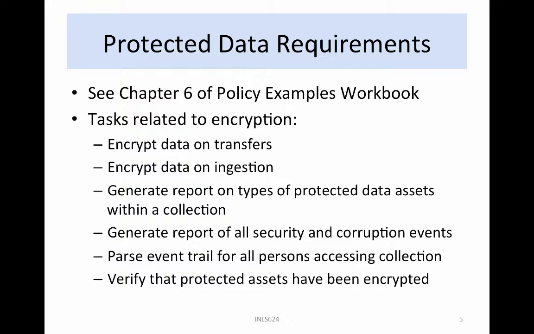Chapter 6 of the Policy Examples Workbook defines tasks related to encryption that are required for protected data. The tasks include encrypt data on transfers, encrypt data on ingestion, generate report on types of protected data assets within a collection, generate report of all security and corruption events, parse event trail for all persons accessing collections, and verify that protected assets have been encrypted.